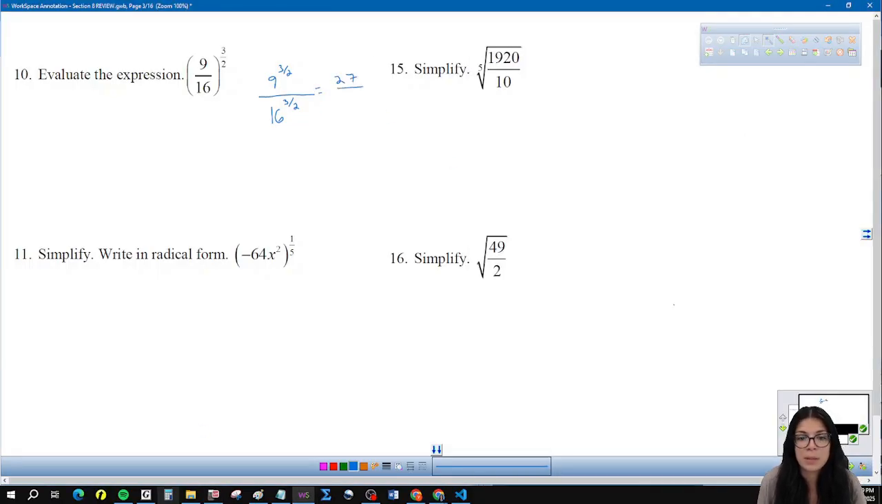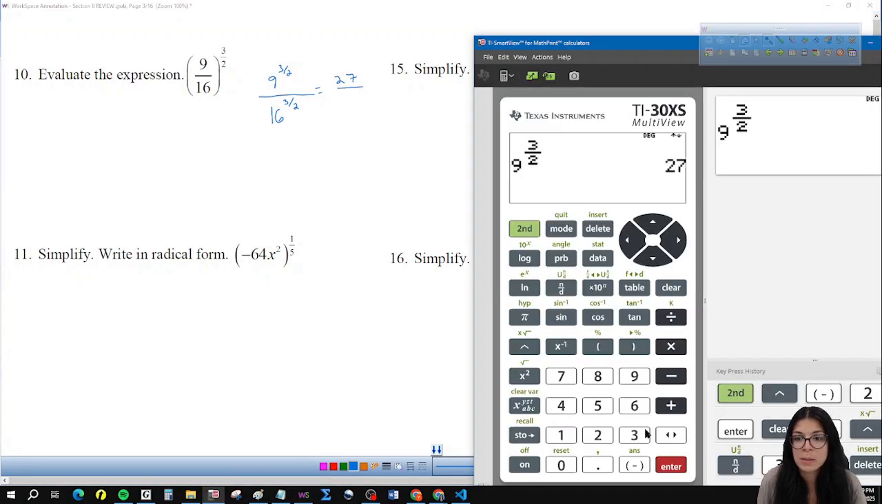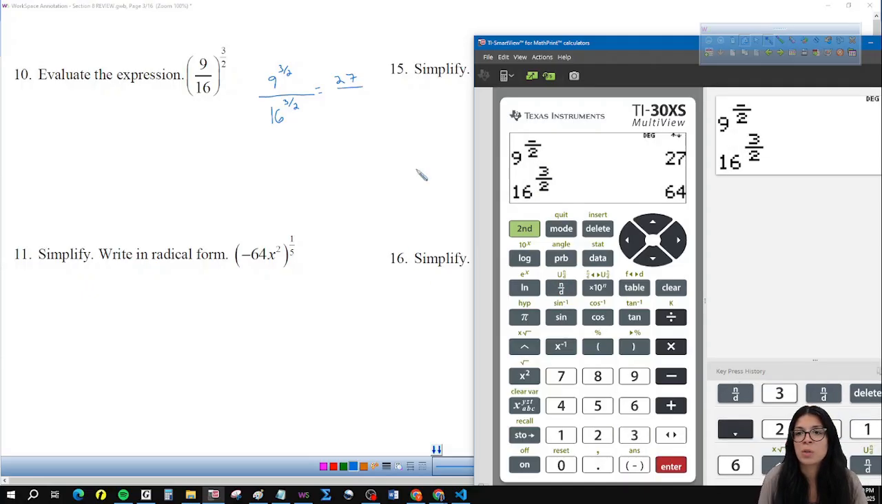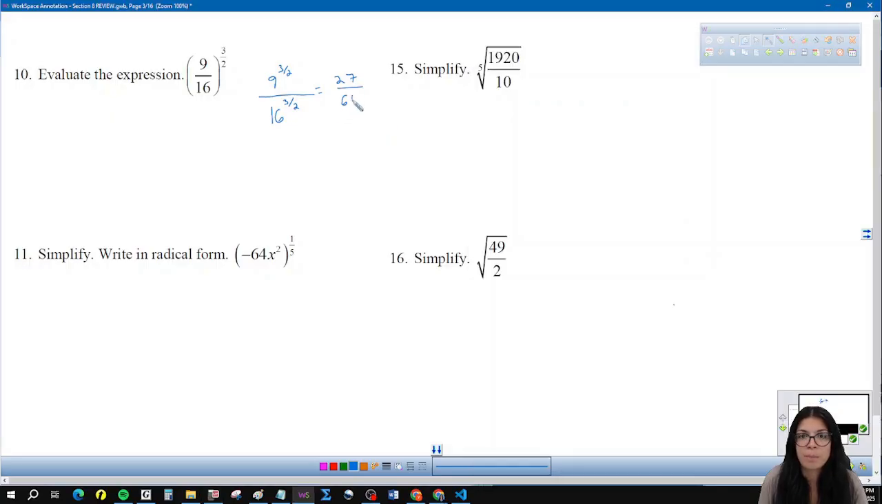And then for the denominator, 16 to the power of 3 over 2, which is really 16 to the power 3 and then the square root of that, right? So that gives me 64. And then, of course, I would try to simplify 27 over 64 if I could, but in this case, I cannot, so that's my answer.